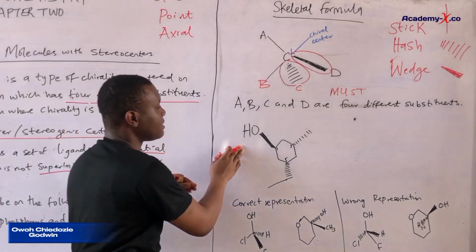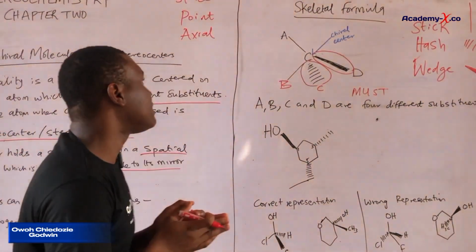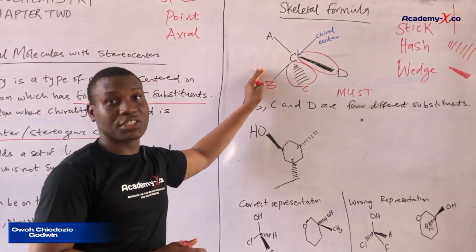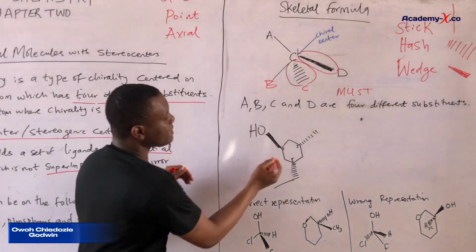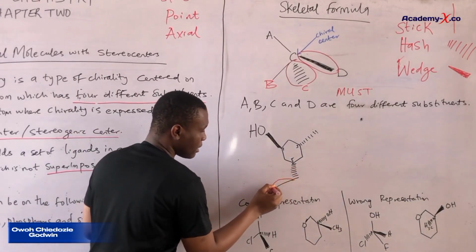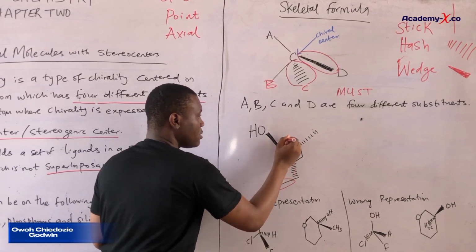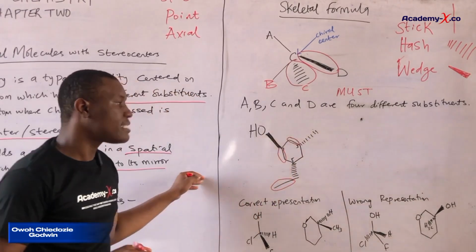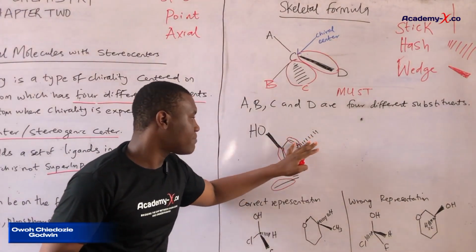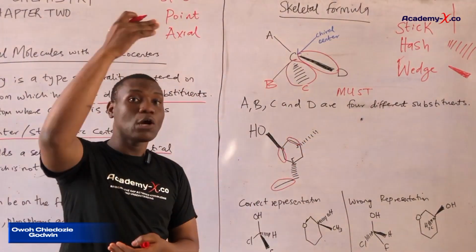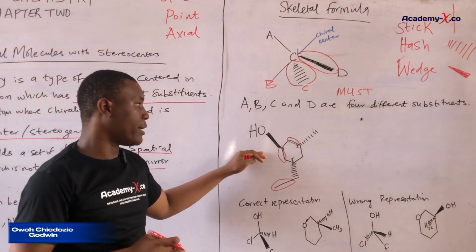Now, let us look at this skeletal formula in a cyclic compound. This is a straight chain compound, so let us look at it in a cyclic compound. These are stick bonds. Let me circle them. These are stick bonds. These stick bonds mean that this particular ring we have here is directly on the plane of the skeletal formula we are drawing.